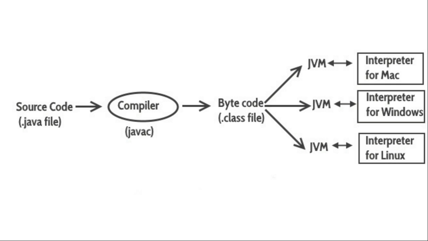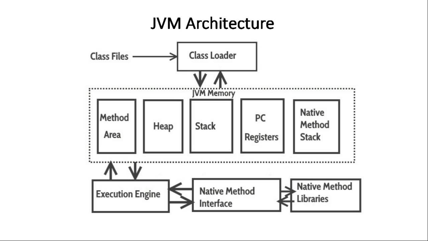Now we'll move to the JVM architecture, because it is important to know how the JVM runs internally. As you can see in the diagram, there is a class file which loads into the JVM memory. JVM memory has different parts which store different aspects of classes. Like the method area, where all the methods of a class go and are shared among all the classes. So this is the method area.